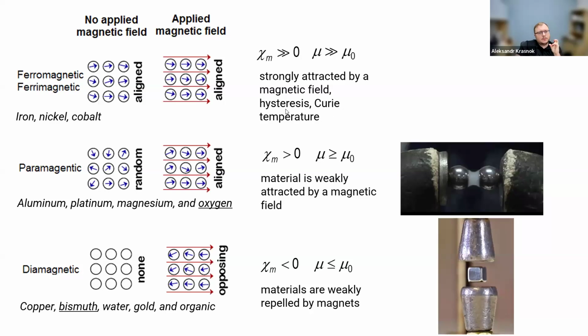Another typical effect here is the effect of hysteresis, which is basically the fact that if you apply an external magnetic field and then turn it off, the magnetization will still be there. So this is a material with a memory, right? This material remembers the magnetic field you used to create it.